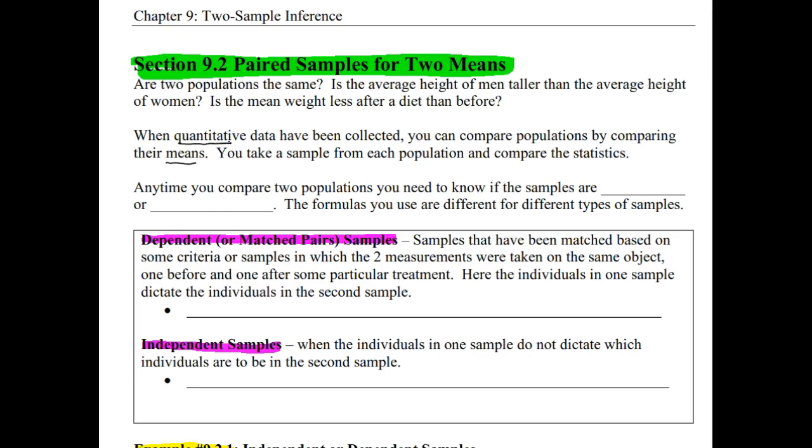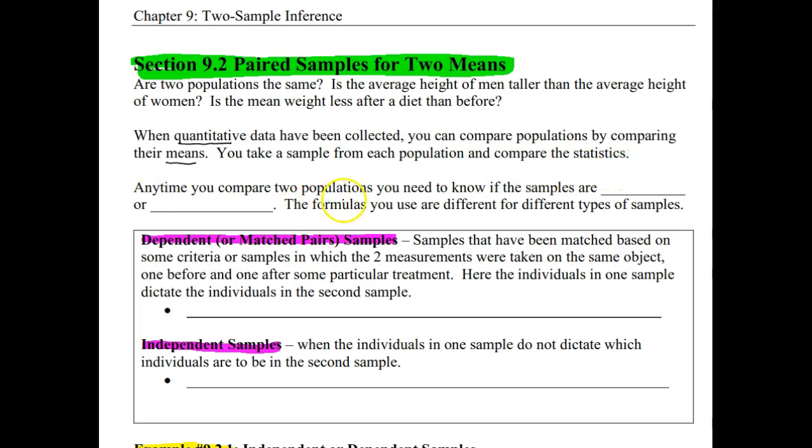Okay, so again, we have this running theme through the entire course as an intro course. Every time we have quantitative data, we're going to be focusing on means, and for qualitative data, we're going to be focusing on proportions or percentages. And so we can take a sample from each of those populations and then compare their statistics.